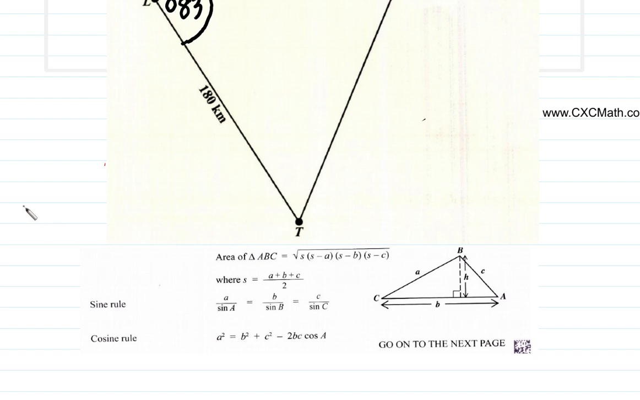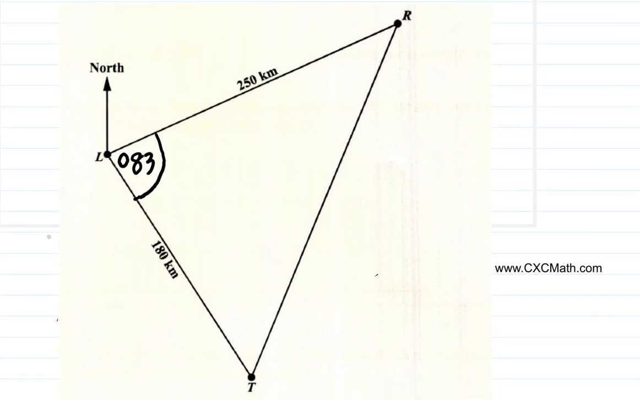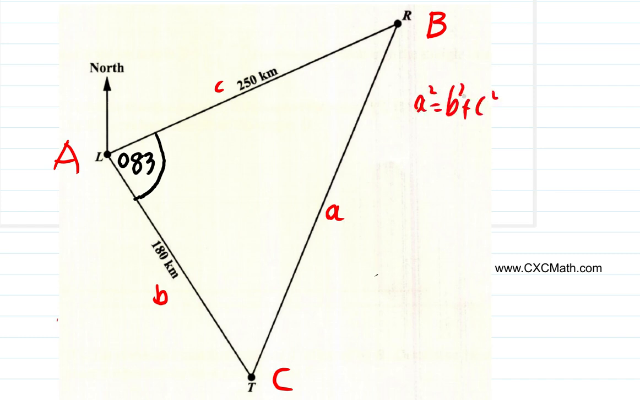Now let's apply it to this. Let us make up some letters here. Let's say this is angle A. You could have used L, but since the cosine rule has A, B, and C, let us say this is our A, uppercase B, uppercase C. Those are our angles. Lowercase a would be here, lowercase b would be here, lowercase c would be here. And the cosine rule says a squared equal b squared plus c squared minus 2bc cosine of uppercase A.